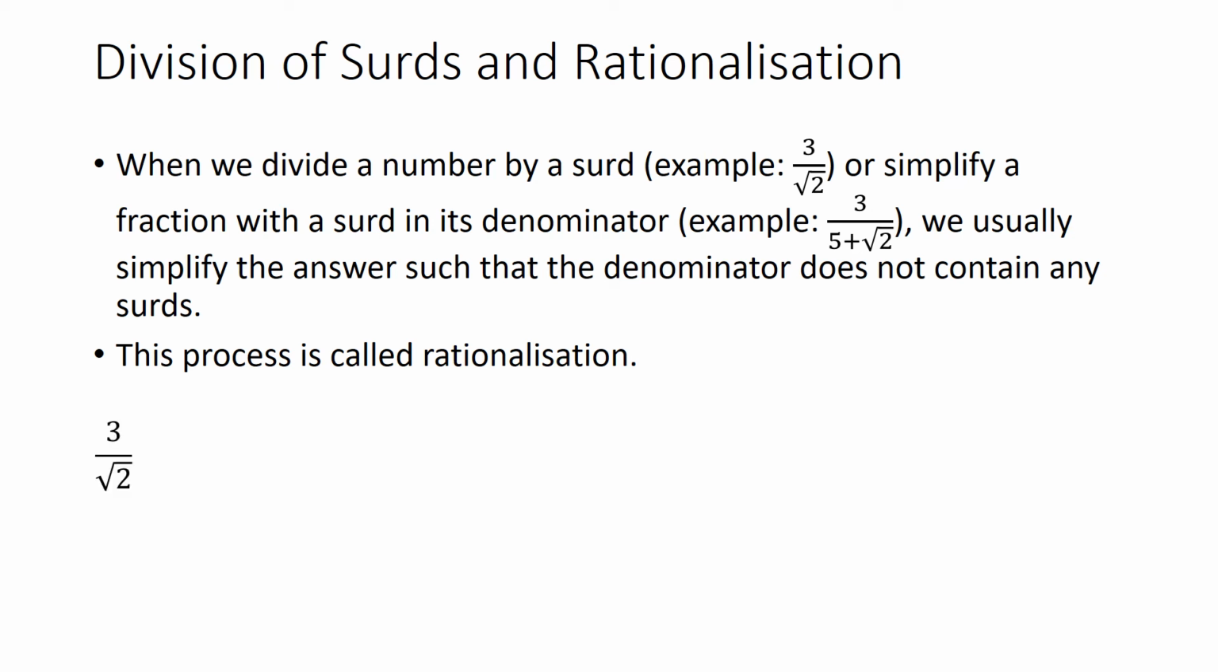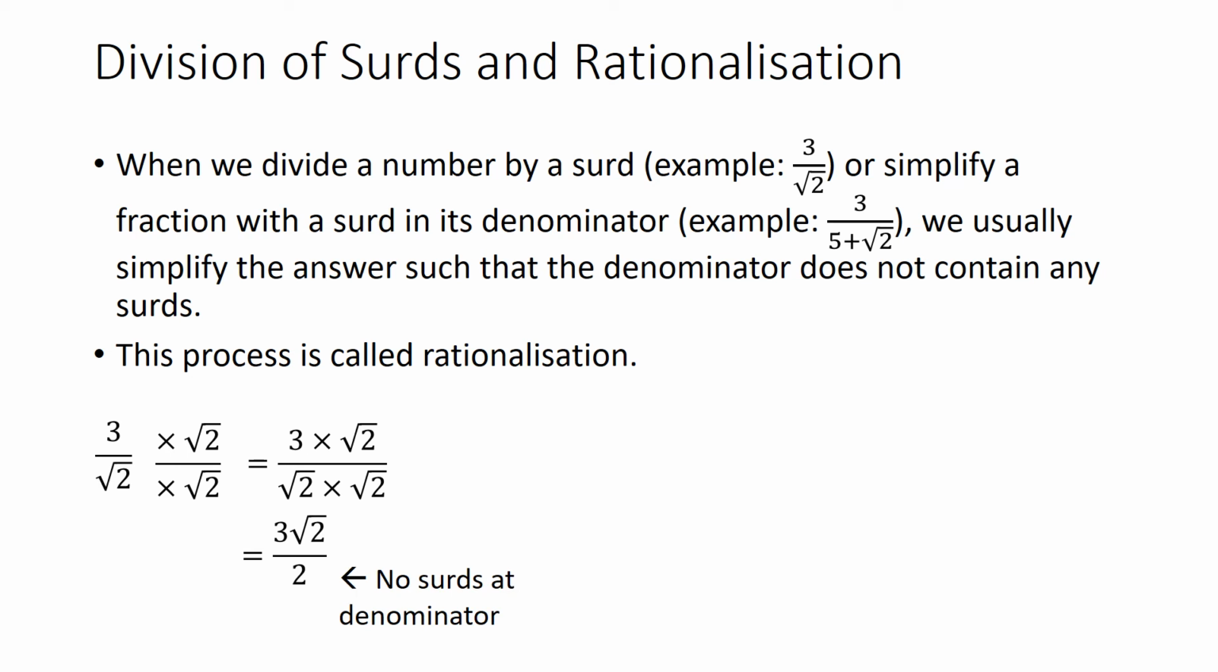Examples are 3 over surd 2. We can multiply surd 2 at the top and surd 2 at the bottom, which will become 3 times surd 2 over surd 2 times surd 2, and it is simplified to 3 surd 2 over 2. You can notice that there is no surd at the denominator.